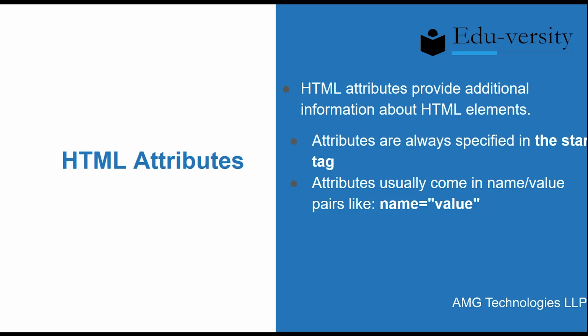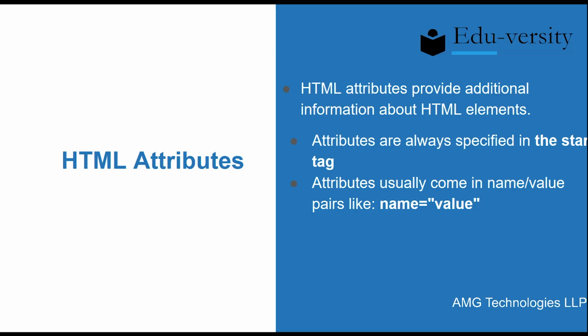Attributes are always specified in the start tag. We cannot specify any attribute in the closing tag. So we have to specify attributes inside the start tag, and attributes usually come in name-value pairs. For example, if you want to design a heading tag and set some size, then you have to mention the name of the attribute, which is size, and then the value of the attribute. For example, if the size you want is 10 pixels, 20 pixels or 30 pixels, then you have to mention that along with the name of the attribute. So this is how HTML attributes work.